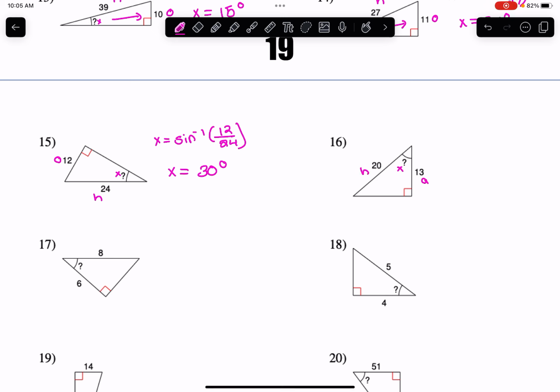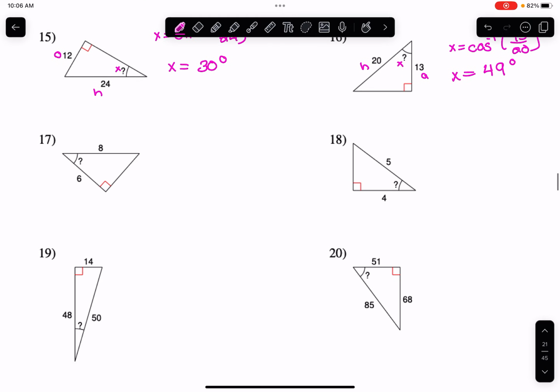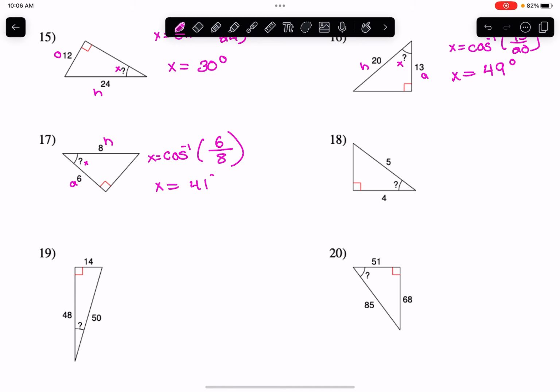Here we have adjacent and hypotenuse. So x is equal to the inverse cosine of 13 over 20. So second cosine 13 over 20, which gives us 49 degrees. 6 is adjacent, 8 is the hypotenuse, so we're doing x is equal to cosine inverse of adjacent over hypotenuse. So second cosine adjacent is 6, hypotenuse is 8 for 41 degrees.